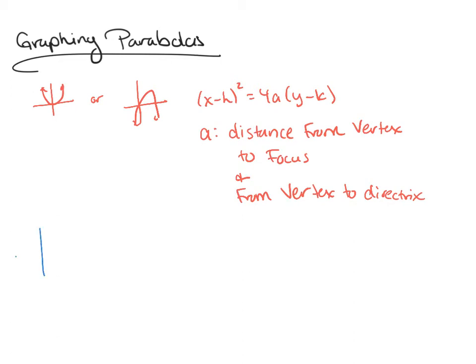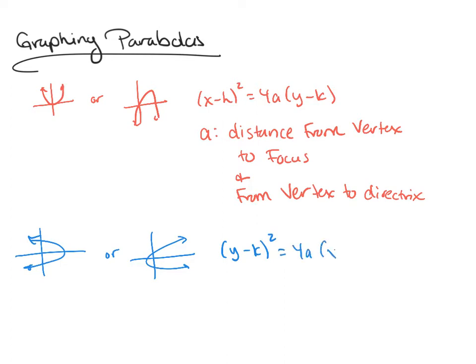Likewise, if our parabola opens to the right or to the left, a functions in exactly the same way. We just have y being squared, so y minus k quantity squared equals 4a times x minus h. Okay, let's do an example.